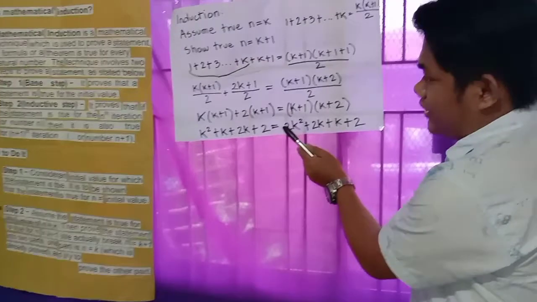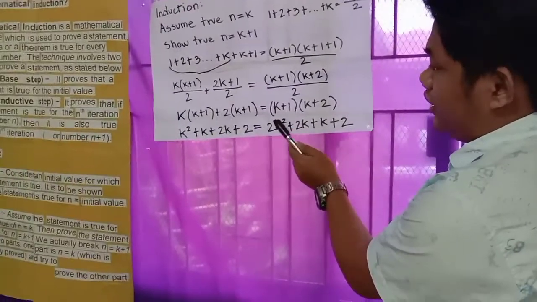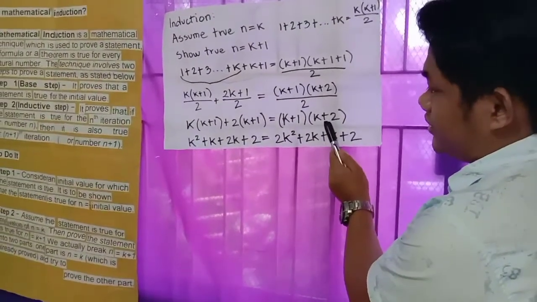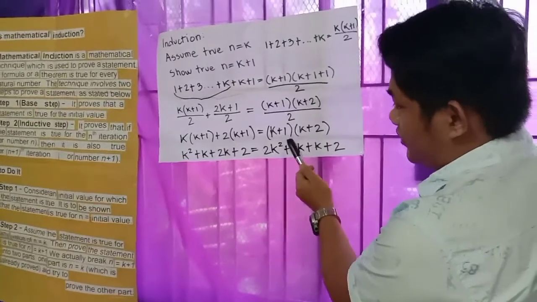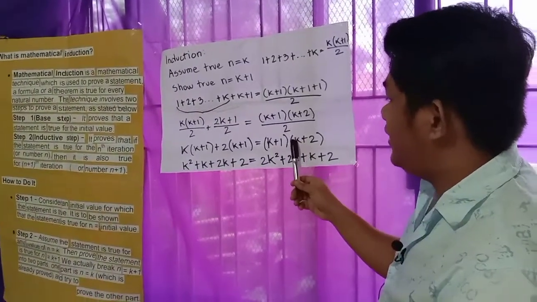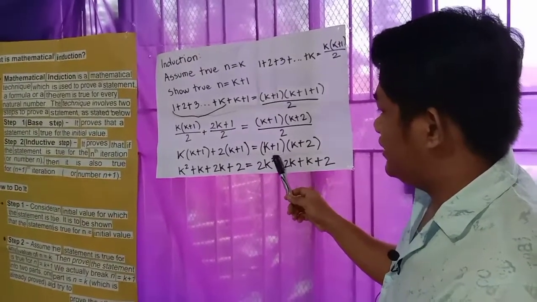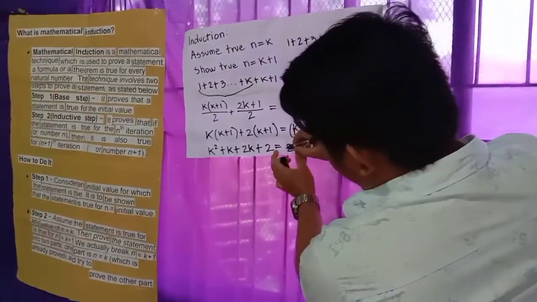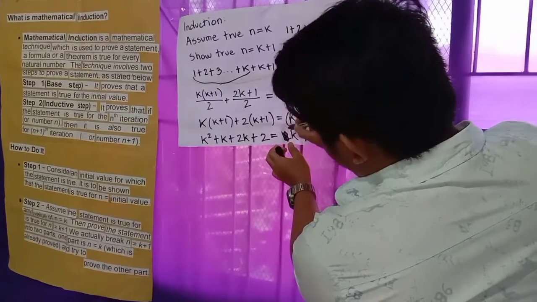Next, you need to FOIL this. We use the FOIL method to solve this. So, k times k equals k squared. No, this is not true, I'm wrong. It doesn't have a 2.